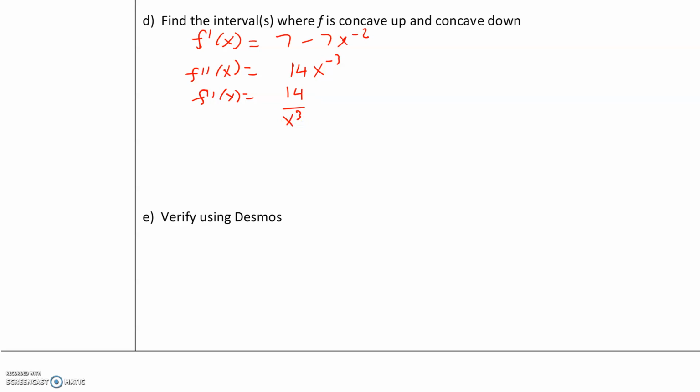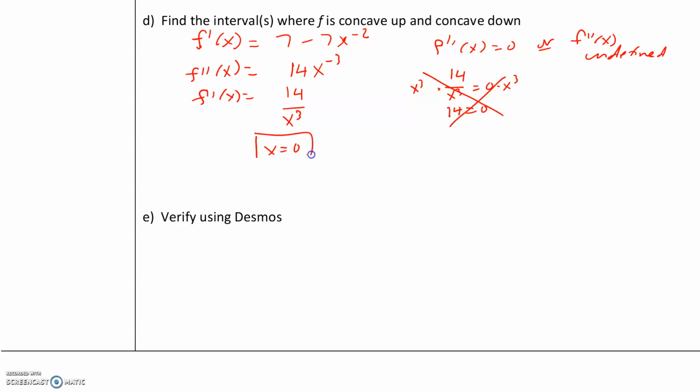Now we have a point of inflection, or sorry, concave up and concave down. For that, we need to find a point of inflection, because a point of inflection is where it goes from being concave up to concave down. So a point of inflection happens when f double prime of x equals 0, or when f double prime of x is undefined. So this is going to be undefined when x equals 0. Now if I take 14 over x cubed and set it equal to 0, I would multiply both sides by x cubed, and this will give us 14 equals 0, which can't happen.